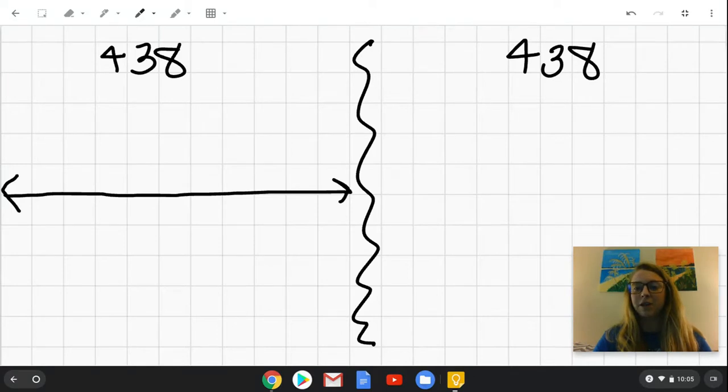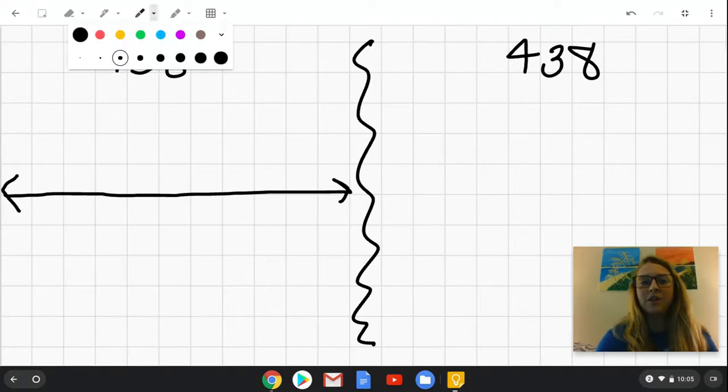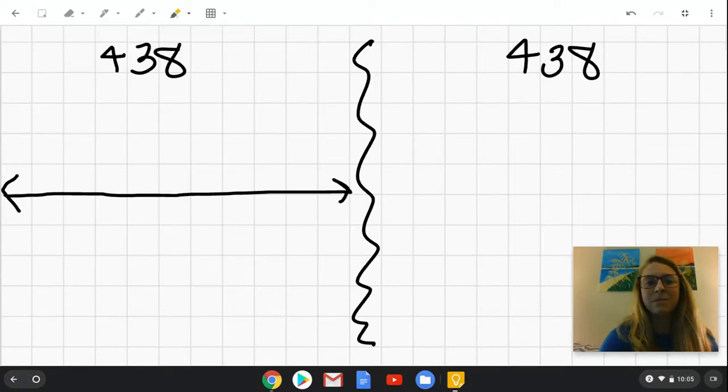So the first one, I'm going to look over here at my number line. We're going to use a number line to help us round today. The first thing I need to know any time I'm rounding is, what am I rounding to? So in this number, 438, I'm actually going to look at my tens place. Remember, you have to know your place values and your periods in order to find that digit.